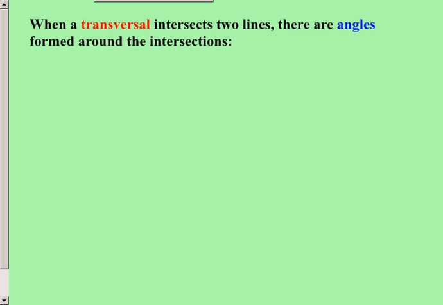Now, when a transversal intersects 2 lines, there are angles that are formed around the intersections. Let's take a look at what that might look like. Okay, here is a diagram that we're going to use repetitively throughout the course of this lesson. And once again, we have a red line in the diagram, color-coded, that is a transversal. And our transversal does in fact intersect 2 or more lines.